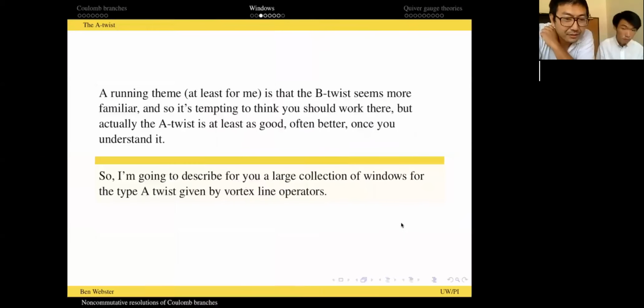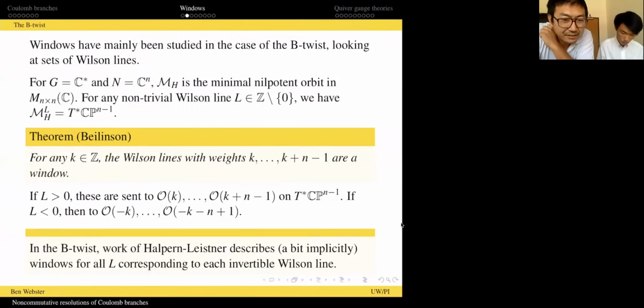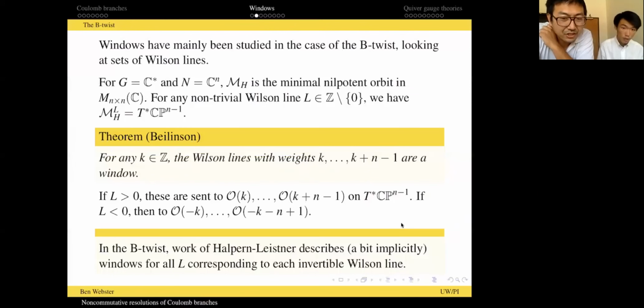Right. So sorry. In Halpern-Leistner's construction, he didn't give some generators, right? No, he just gives the subcategory. Right.